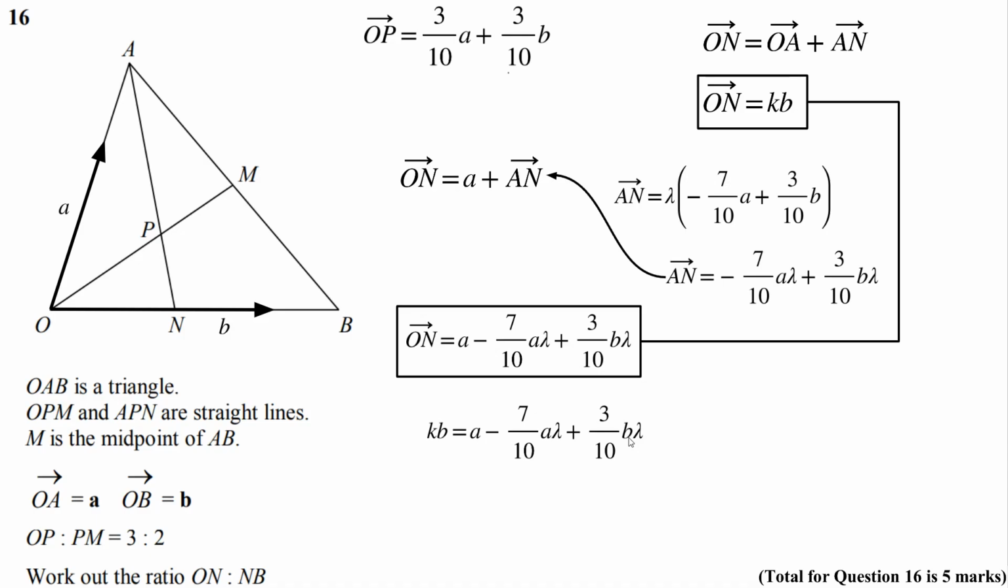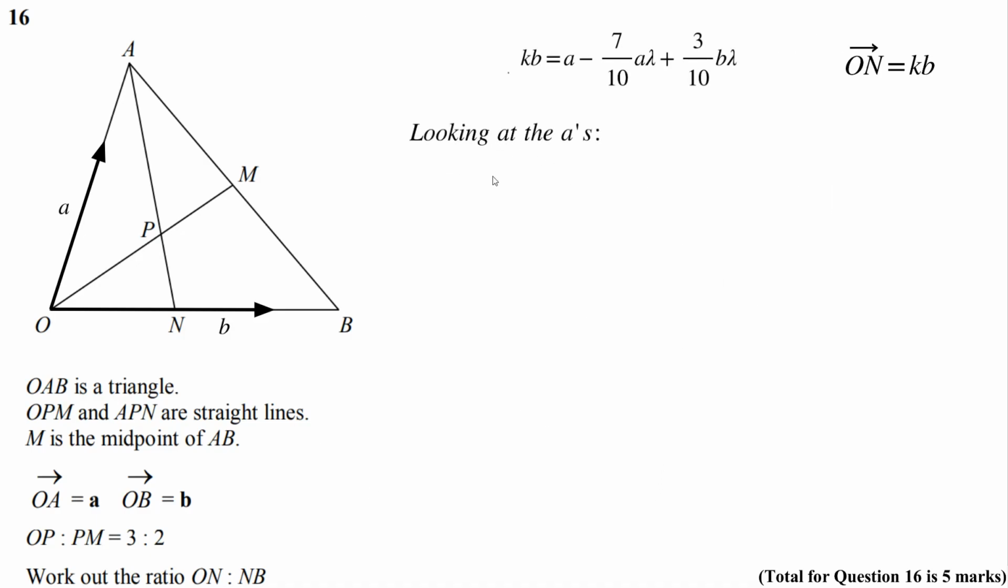And now this part comes to the equating coefficients part. And what this is, equating coefficients. A coefficient is the number next to a variable. So the coefficient of a here is minus 7 over 10 lambda. It's a number next to whatever you've got. To equate coefficients, we need to look at the vectors. So we've got a and b. So let's equate coefficients by looking at the a's.